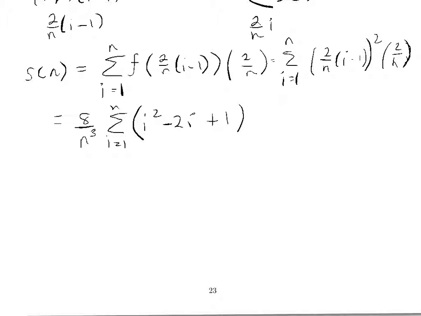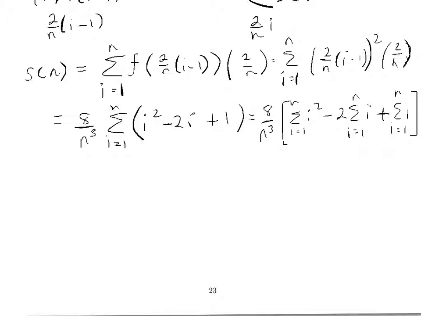Now we can break that up into separate sums. Okay, so our 8 over n cubed stays factored out front. And then we have the sum of i squared minus 2 times the sum of i plus the sum of 1, with i equals 1 to n on each. Okay, so now we have 3 sums, and these are simple sums we can use our formulas to evaluate.